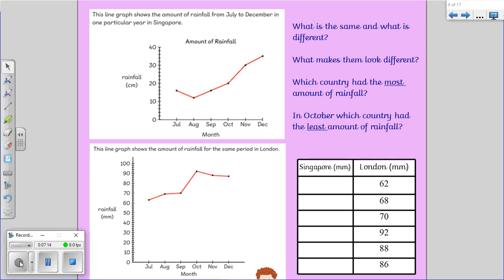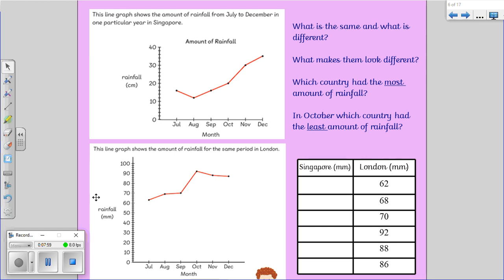Okay, well, if we look at both line graphs, we can see that the same about the graphs is they're both showing the amount of rainfall. They're both showing the months from July to December. They're both line graphs. But what is different about them? Well, hopefully you were able to spot that at the side, the rainfall has been measured in two different measurements. So for Singapore, it has been measured in centimetres, and for London, it has been measured in millimetres. So that means that there are two separate measurements, so we've got to be careful when reading this data.